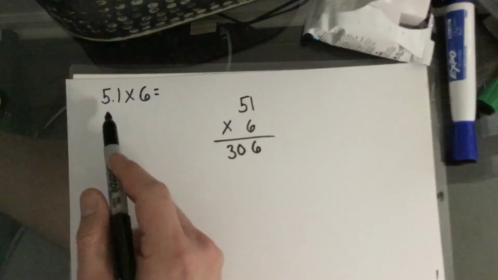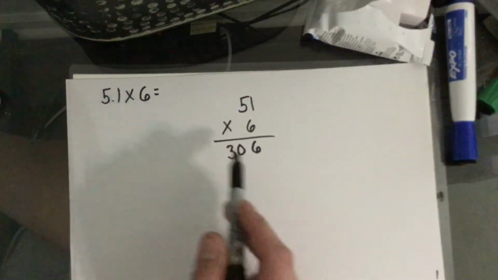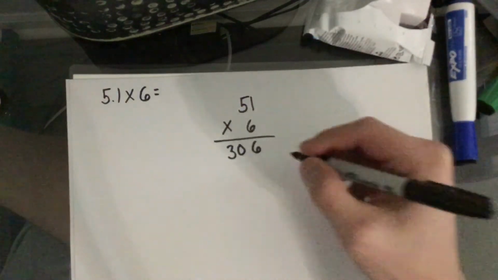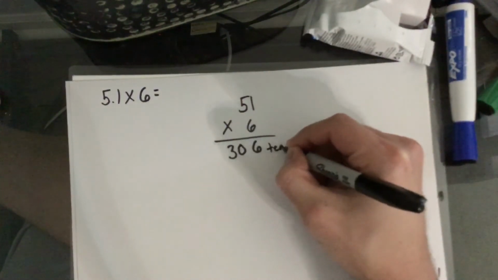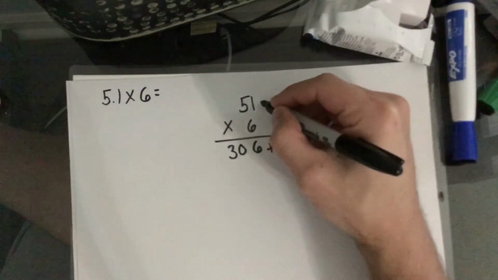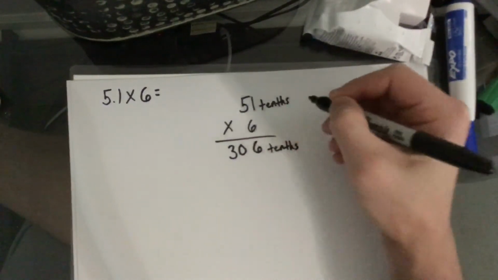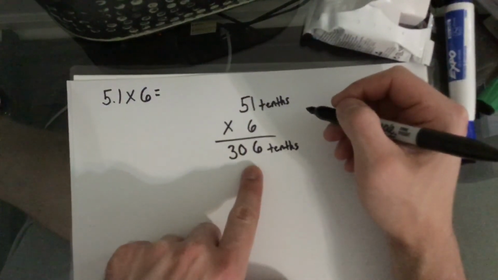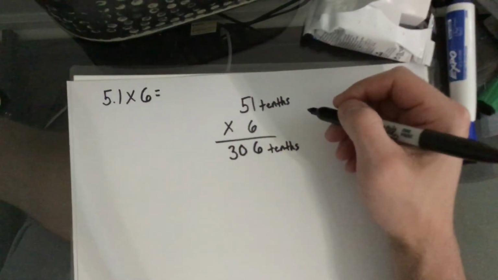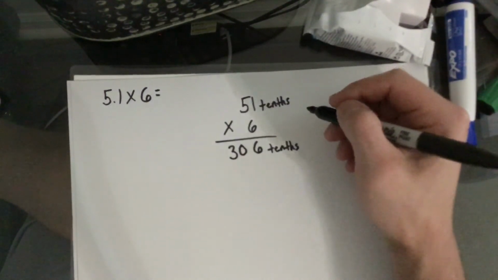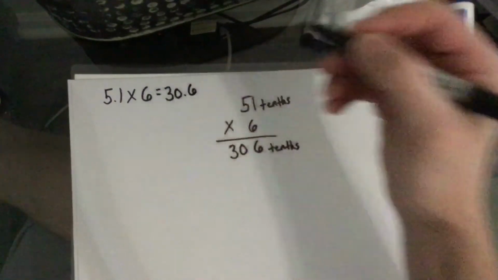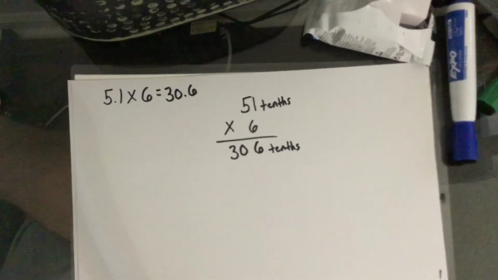So if I multiply 5 1/10 times 6, would it be reasonable to say the answer would be 306 ones? No. But we could say 306 tenths makes a little more sense. So if we had 51 tenths, which is the same thing as 5 1/10, and we multiplied by 6, that gives us 306 tenths. So where would our decimal need to be placed? So our decimal would go in between the 0 and the 6, which would give us 30 6 tenths.